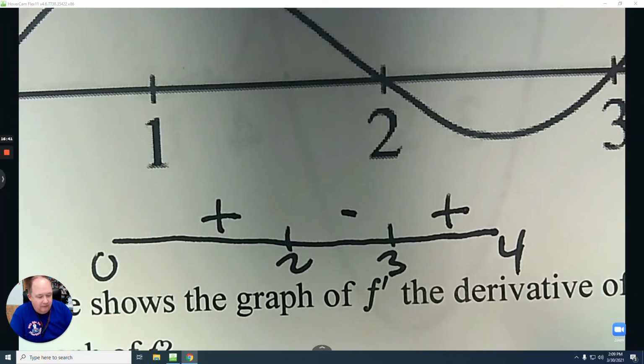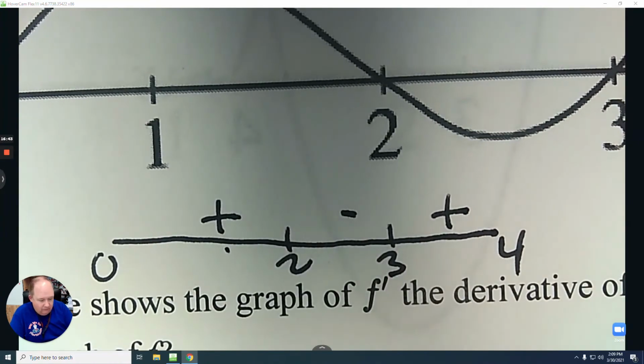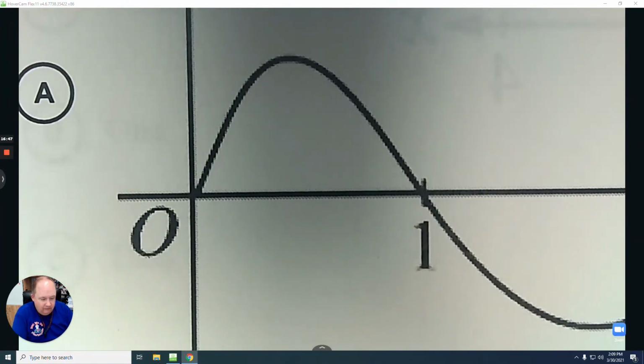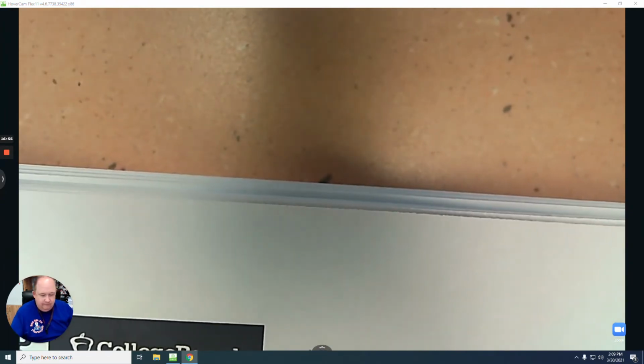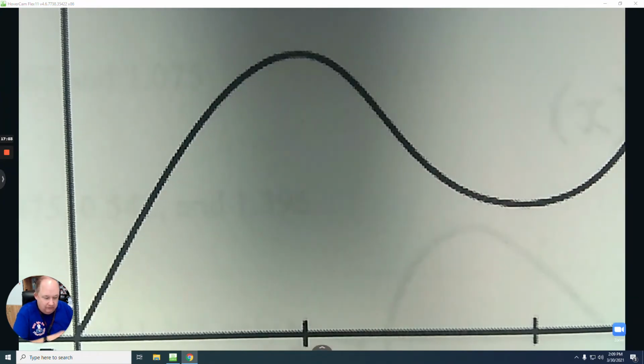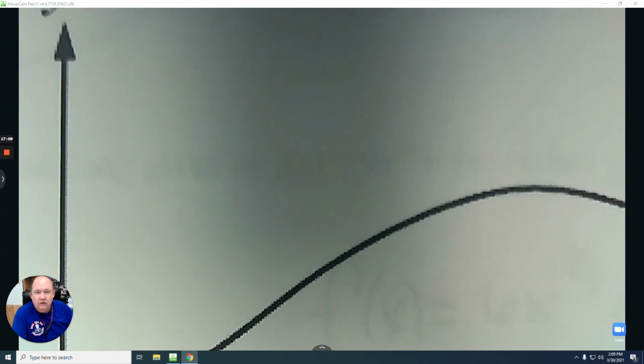So I'm looking for a graph that's increasing from 0 to 2. So A is wrong because it's not increasing from 0 to 2. It increases and then decreases. So I already know A is wrong. So do they all increase from 0 to 2? So look at B. From 0 to 1, it increases, but then it decreases. Well, no, it needs to increase all the way from 0 to 2. So B is wrong. Look at C.